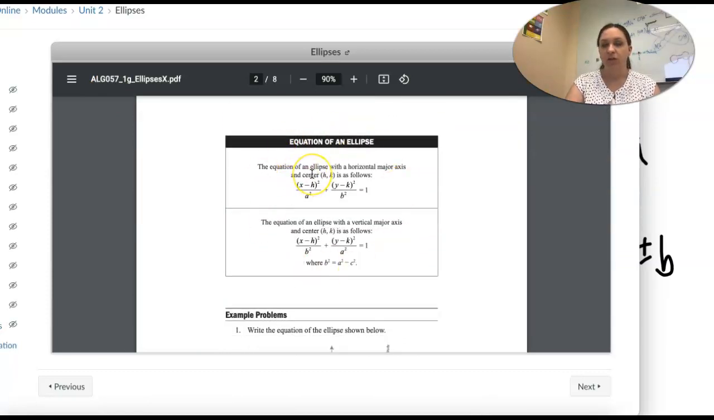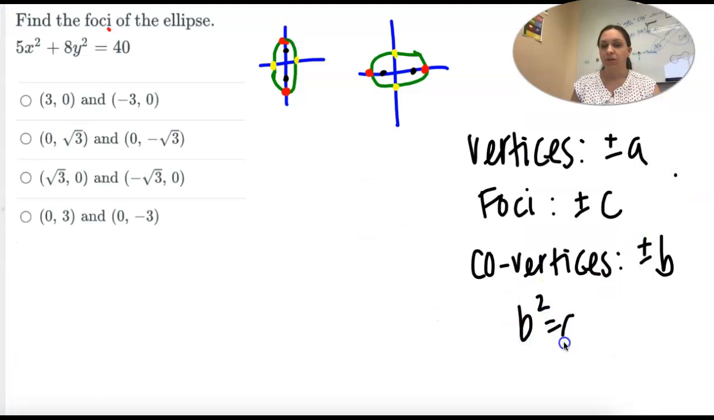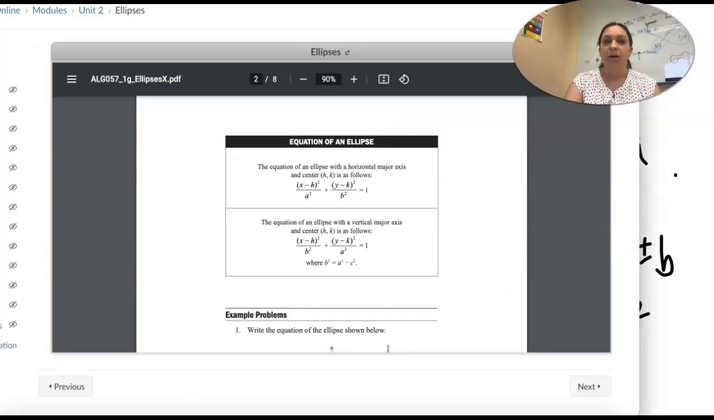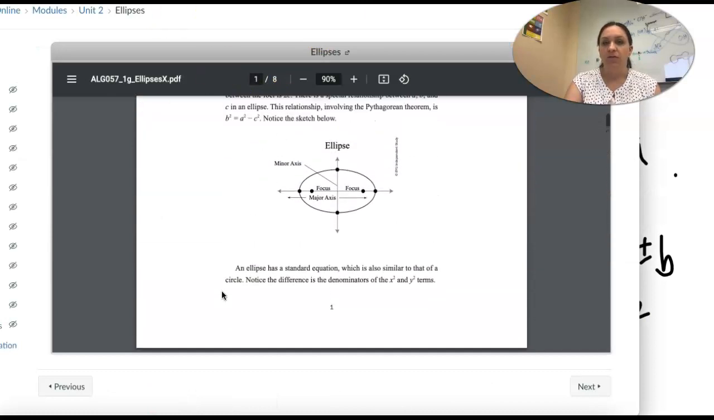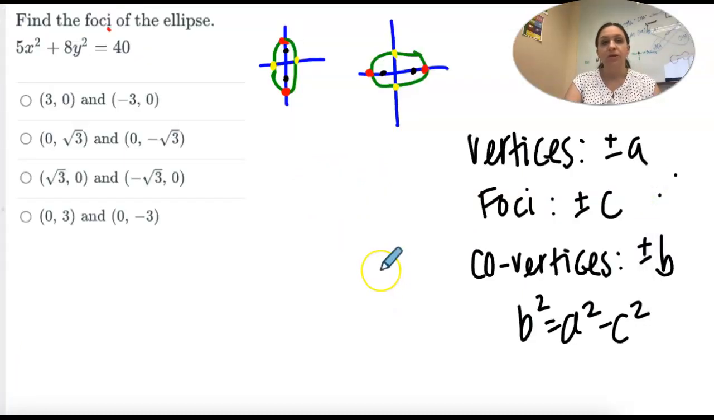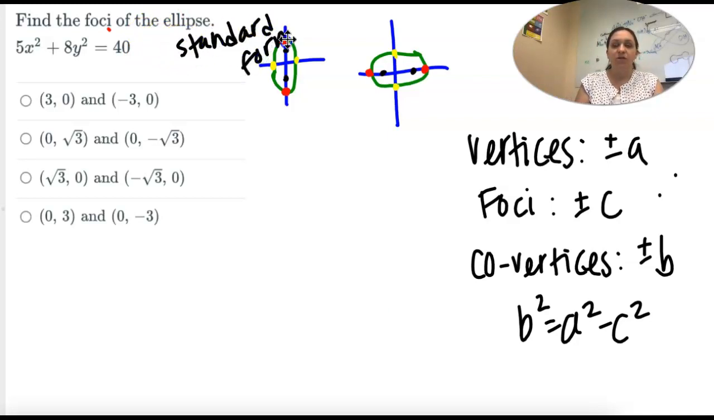And then we have some general equations that are going to help us find those. But A, B, C, and then B squared equals A squared minus C squared. And that comes from how, if we draw some triangles with these points, that's where that equation comes from. Okay, so first thing, we need to get this in standard form. So when we have standard form of an ellipse, we always want it to equal 1.